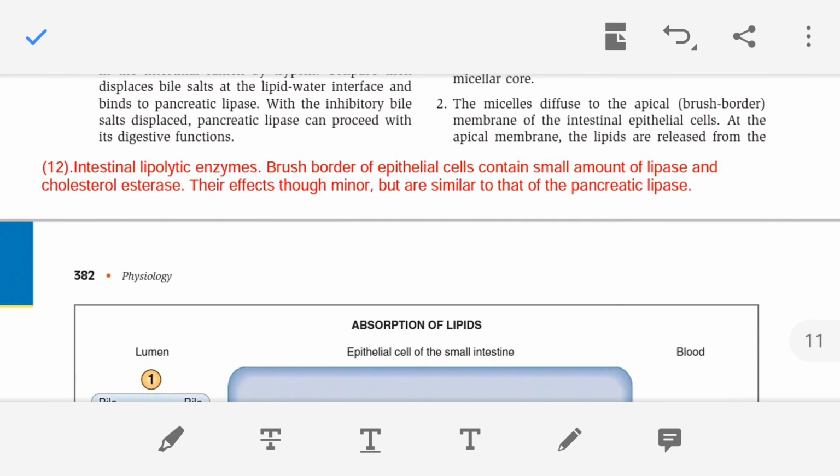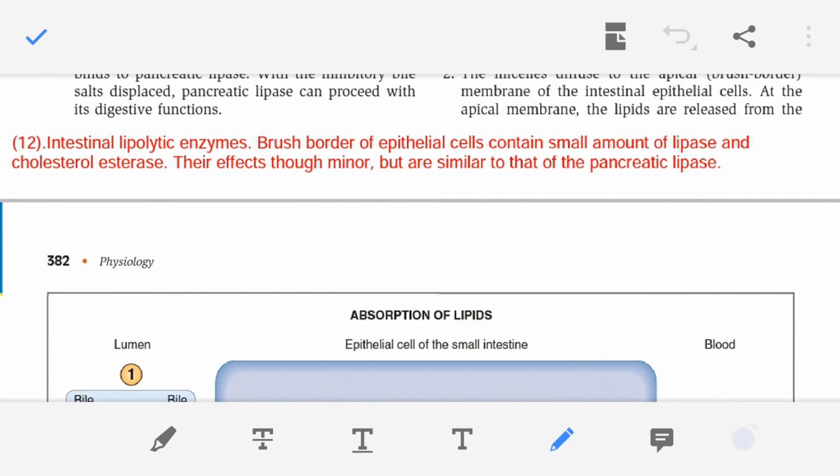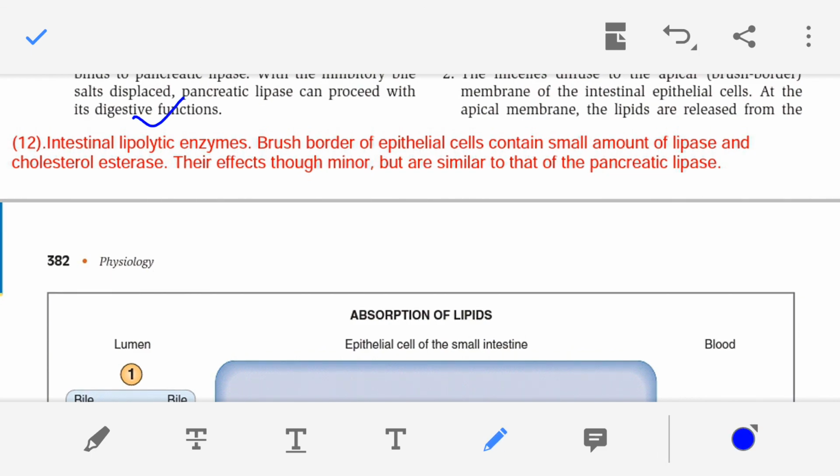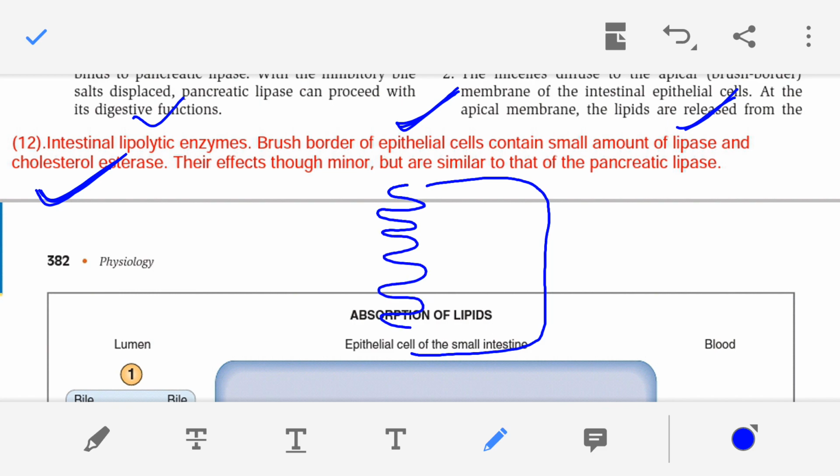Then the last point. Now here in the last point, 12th point, intestinal lipolytic enzyme. Now the brush border of epithelial cell contain small amount of lipase and cholesterol esterase. So I am drawing, let's say this is the epithelial cell of small intestine, the enterocyte, and this is the apical border. And on the apical border, the microvilli are present, and together all the microvilli appear like the bristle of brush. So that's why this border is known as the brush border.